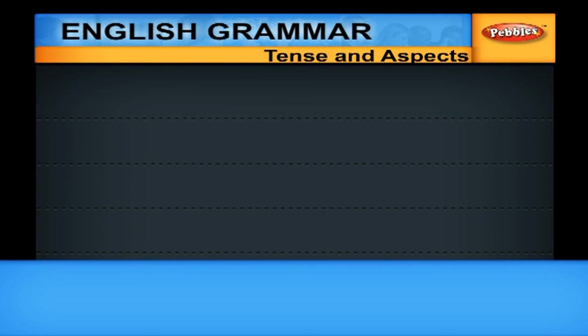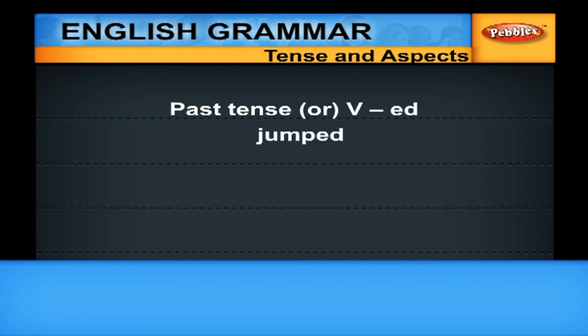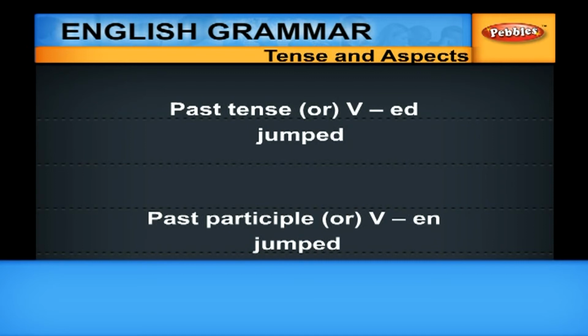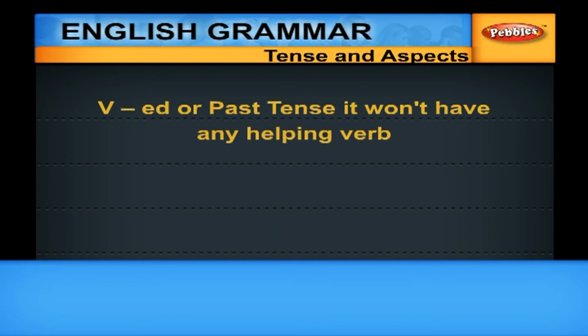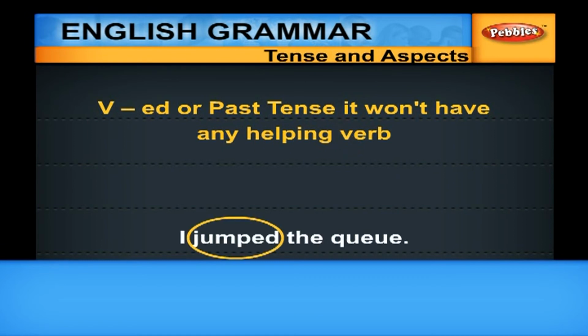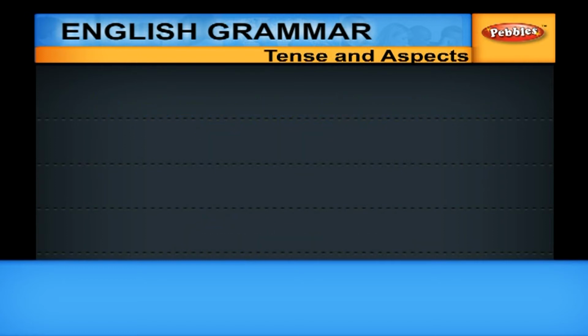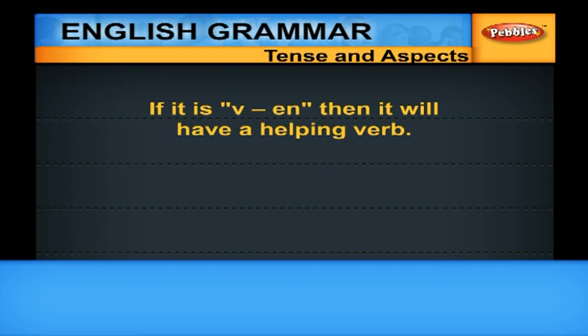Naturally, we have one question. The past tense or VED form is jumped. The past participle VEN form is also jumped. How do I know whether the verbal item is VED past tense or VEN past participle? The answer is very simple. If it is VED or past tense, it won't have any helping verb. I jumped the queue. If it is VEN, then it will have a helping verb. I have jumped the queue.